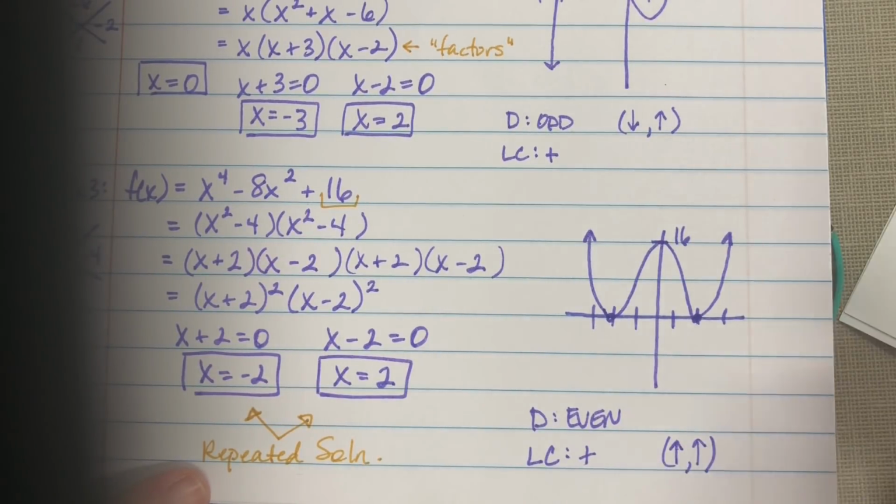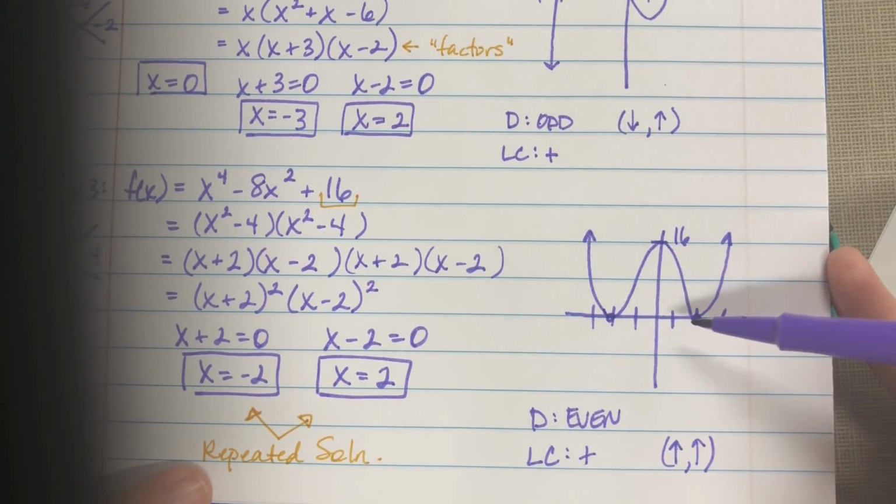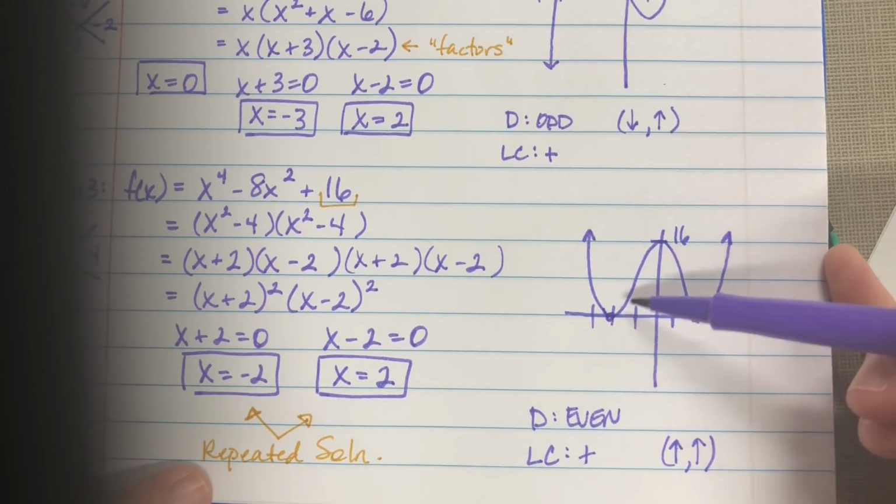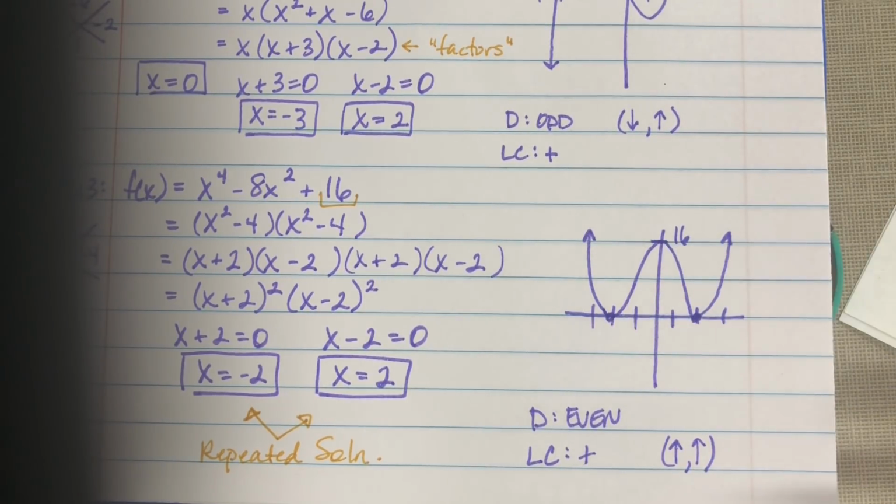We talked about our end behavior. We knew that the graph should be going up on both sides. And our repeated solutions told me that the graph will not cross the x-axis, but it will bounce off instead on both of them.